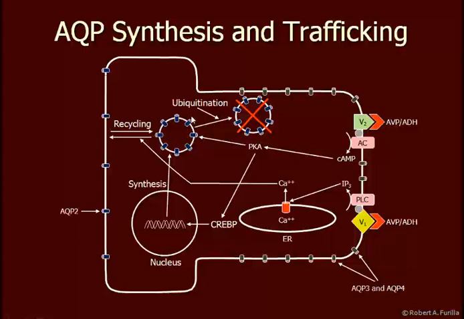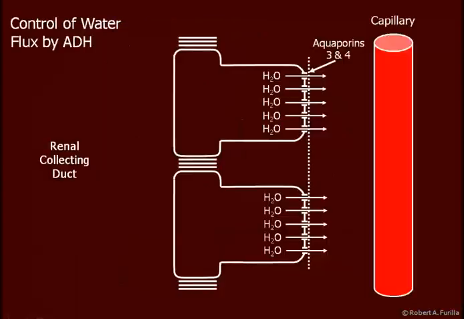On occasion, however, a protein called ubiquitin attaches to the aquaporins, and that protein marks these aquaporins for destruction. In this figure, I'm looking at the tubular fluid over here in the collecting duct. We have a capillary, a basement membrane, and these two epithelial cells. On the basal side, we see the aquaporins 3 and 4. They're always open. Water is free to move in either direction through these aquaporins.